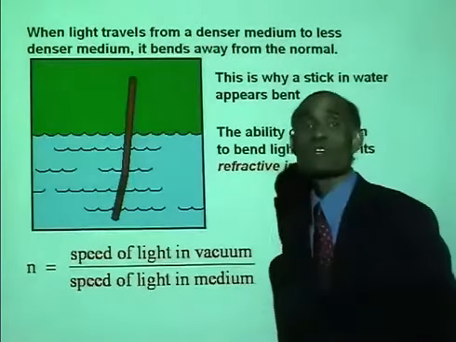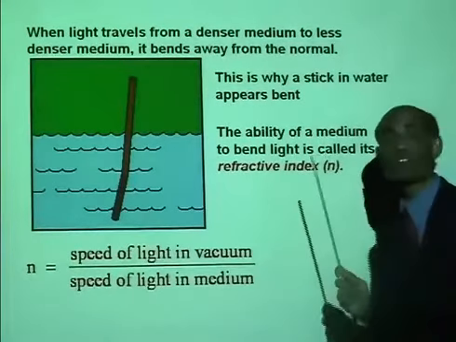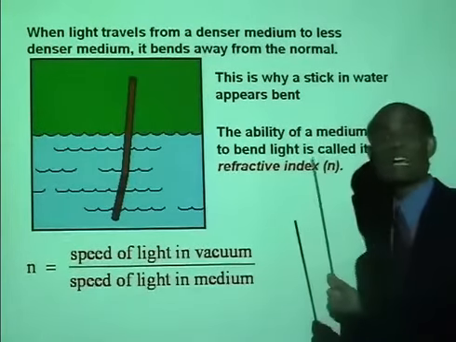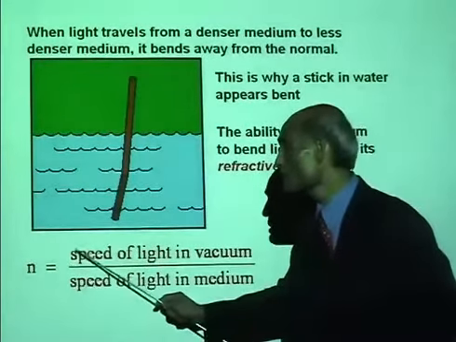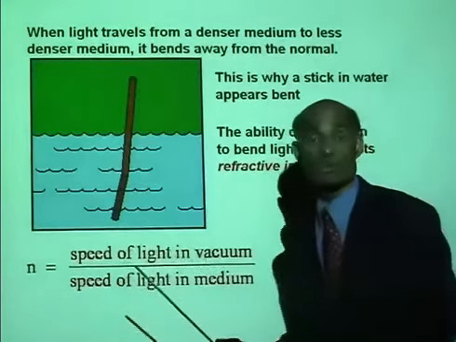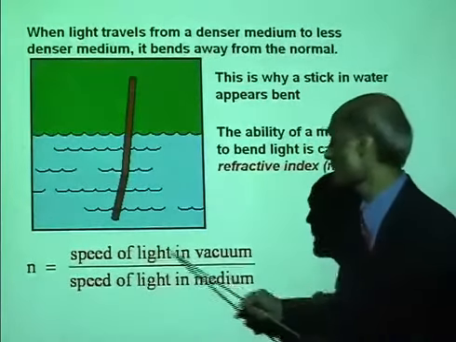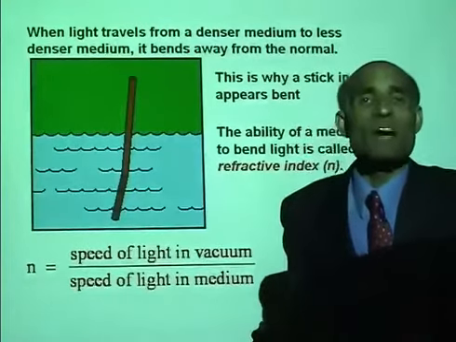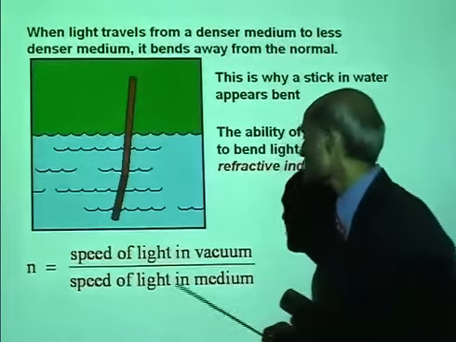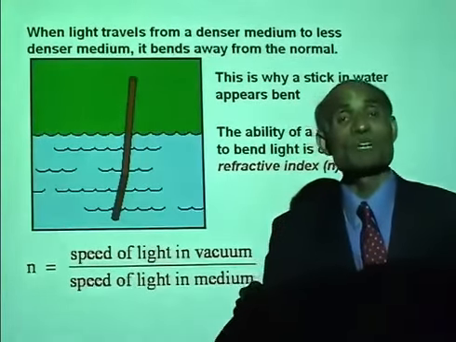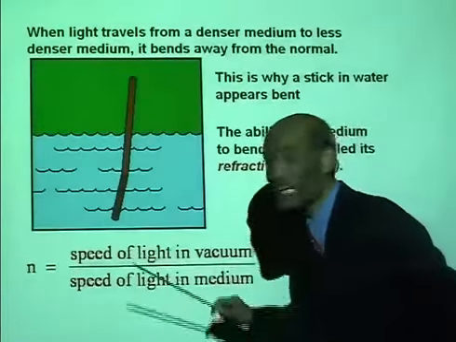And look at the way we're going to define refractive index. We will represent the refractive index by the small letter n. And this is the definition of refractive index. Refractive index is speed of light in vacuum, that is where the light has the maximum speed. Speed of light in vacuum divided by speed of light in a medium is called the refractive index of that medium. Alright, I want you to take note of that.